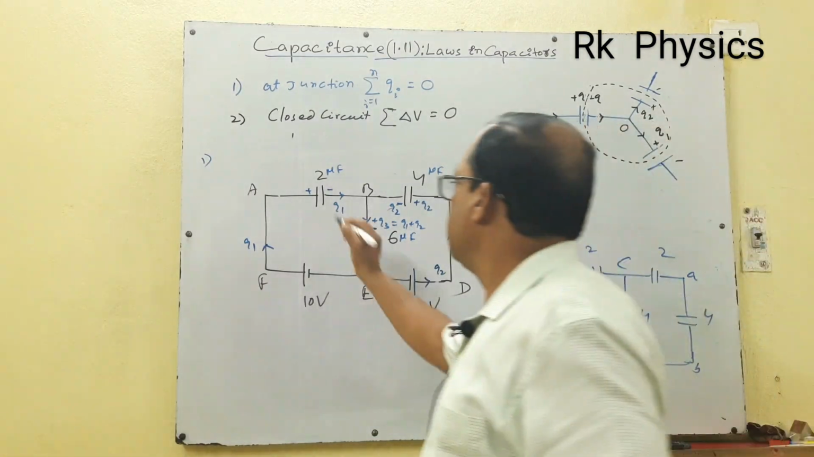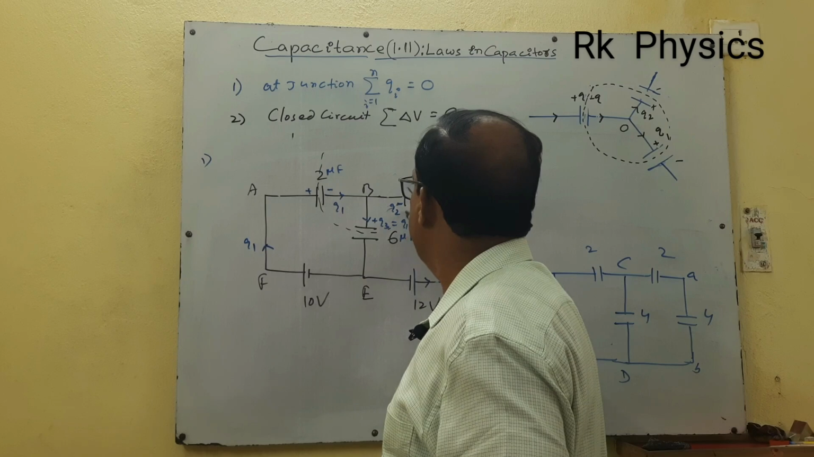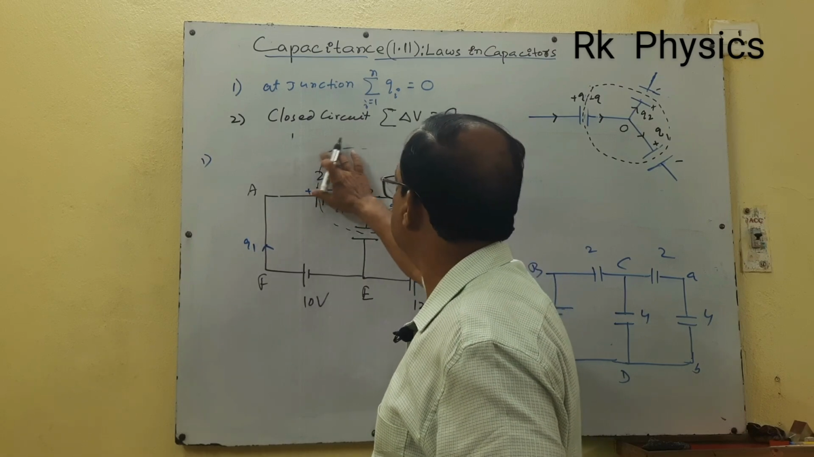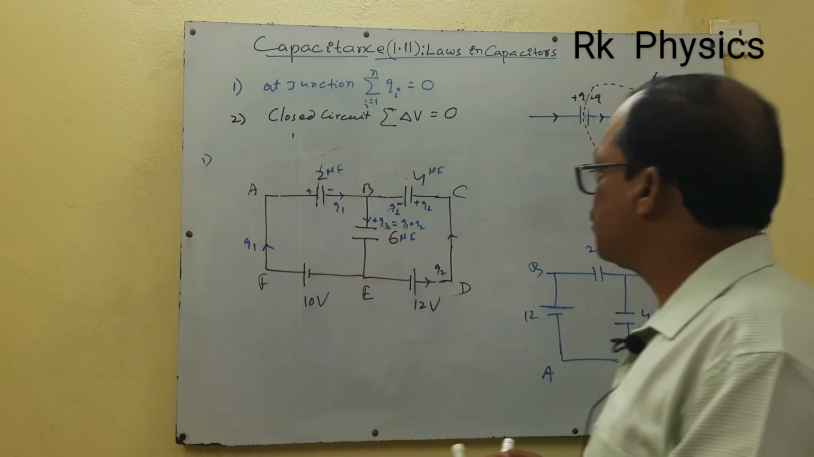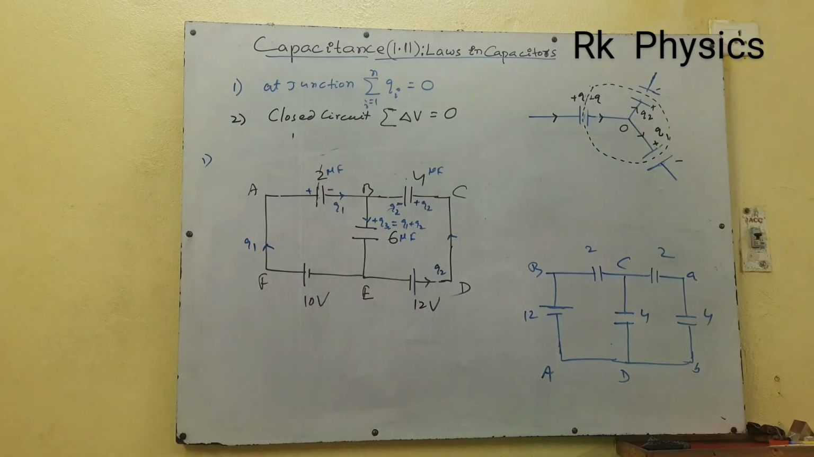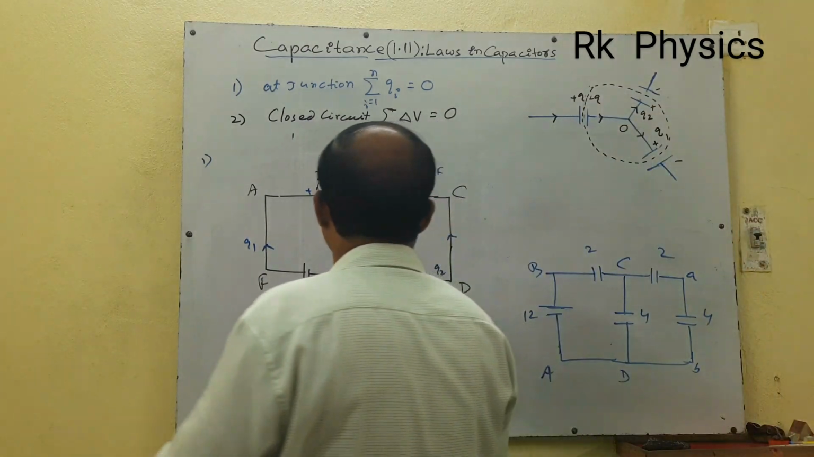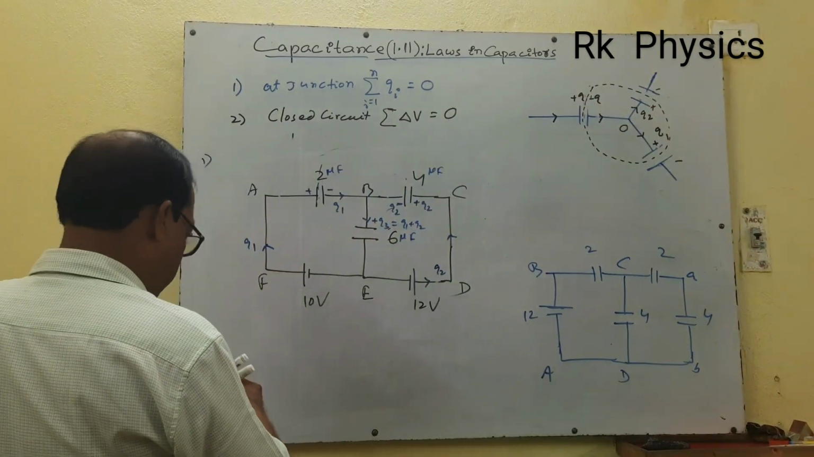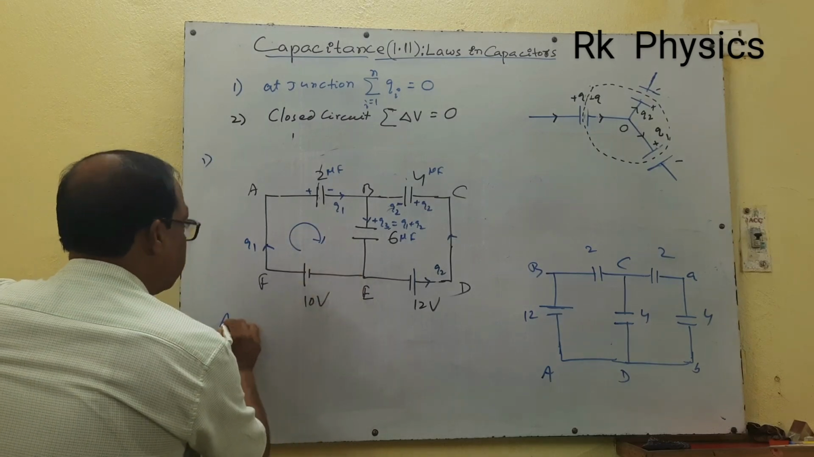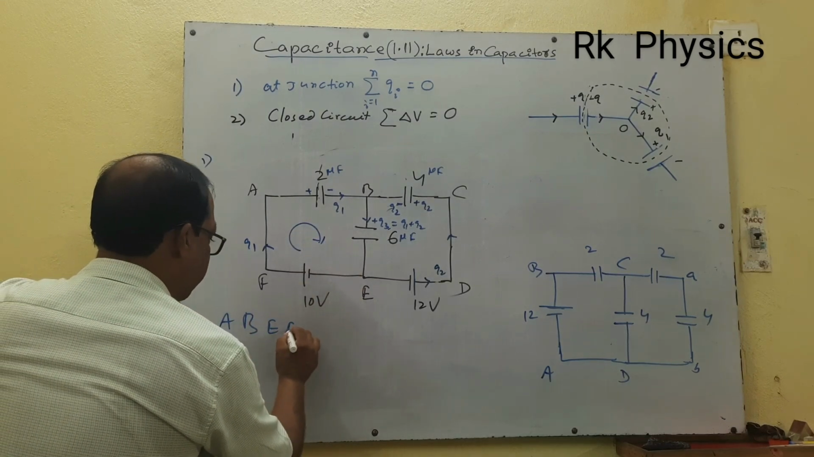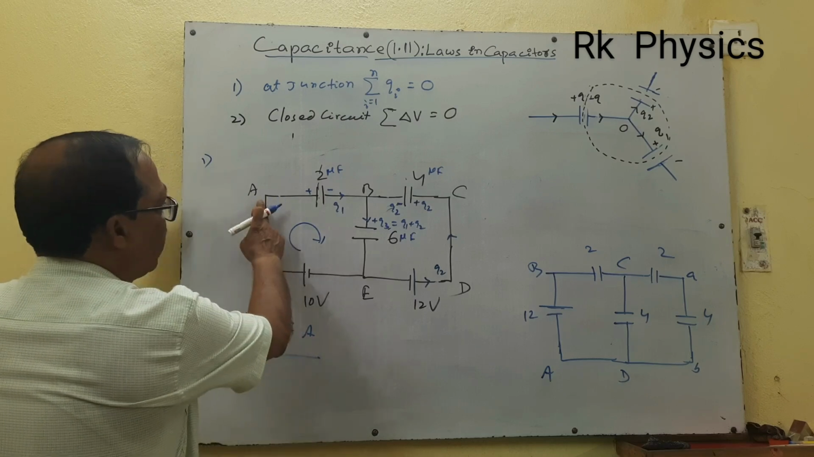Now this represents an isolated system. That means you can use the junction rule at B, and junction rules at A, C, D, E, anywhere. Then you take the loop rule. To take the loop rule, use any one direction, either clockwise or anti-clockwise. Let us take clockwise, that is A, B, E, F, A. You start from A.